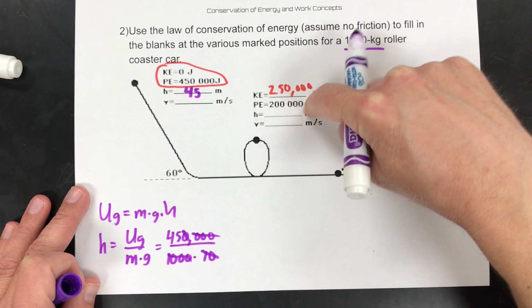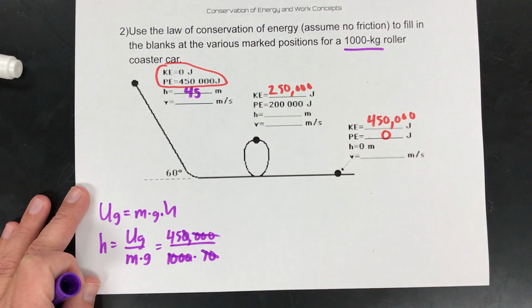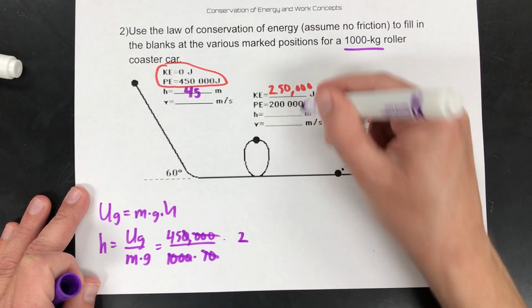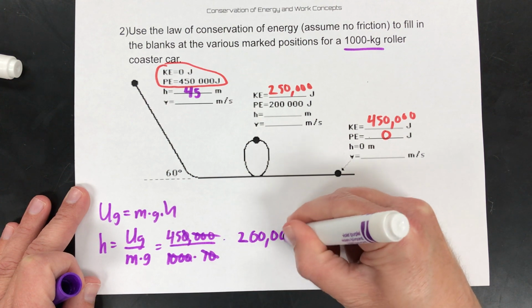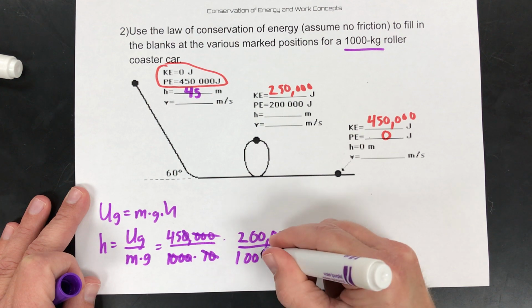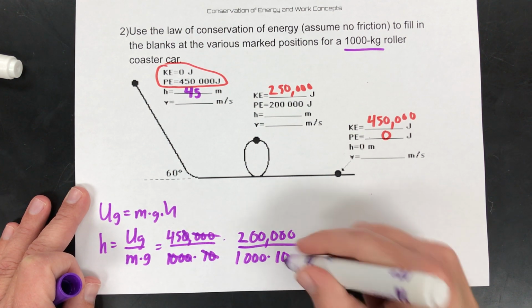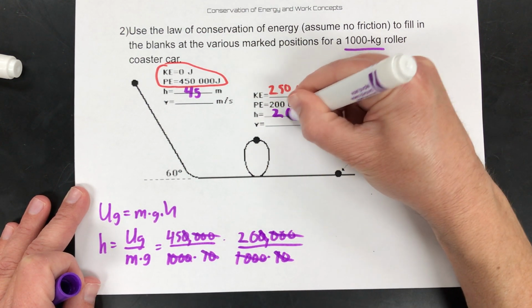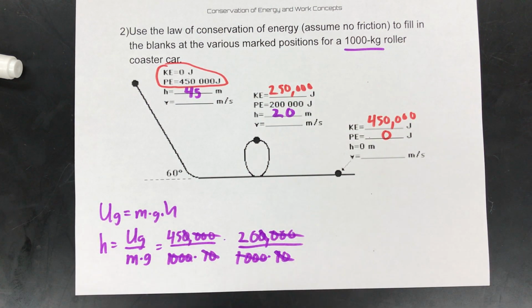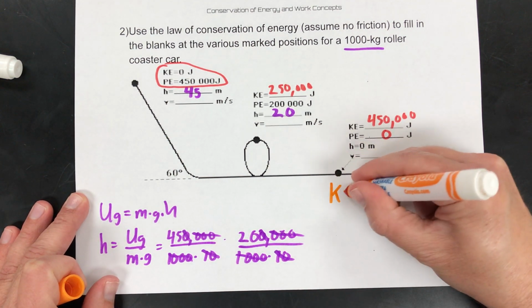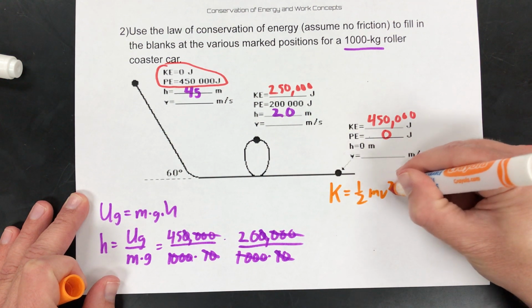Let's go ahead and find the height here again, because we'll do the exact same operation. Gravitational potential energy divided by mass times gravity. So for this one, it's 200,000 joules is our potential energy. And once again, our mass is 1,000 and our gravity is 10. So dividing by 1,000 knocks off those 3 zeros, dividing by 10 knocks off that 0, and this height must occur at 20 meters. Then, to find the velocities, we'll use kinetic energy is 1/2 mv squared.